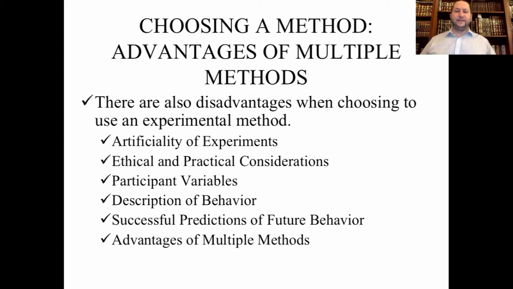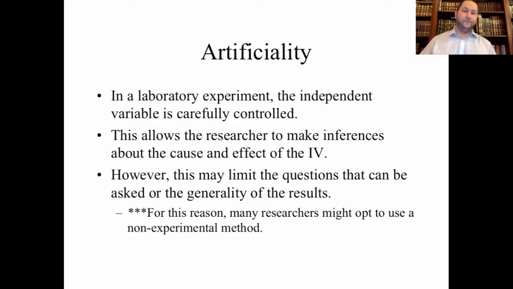Well, not so fast. Even experimental methods, which are the gold standard of research, have their drawbacks. And here's a list of drawbacks that we're going to go through one by one. Artificiality. So sometimes doing an experiment, you want to control for error, but because it's so contrived, it doesn't reflect the real world. So one of the problems with an experiment is artificiality. So you might not be able to generalize from your experiment to the real world. So for that reason, some people choose to do non-experimental methods.